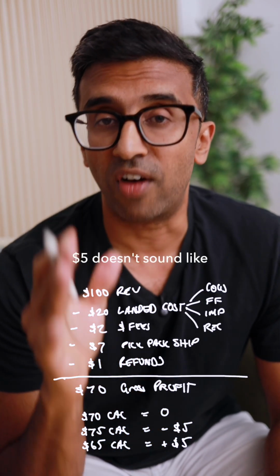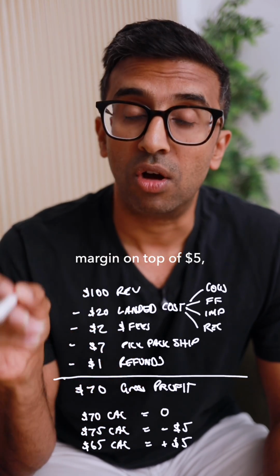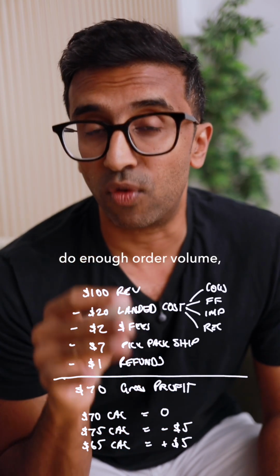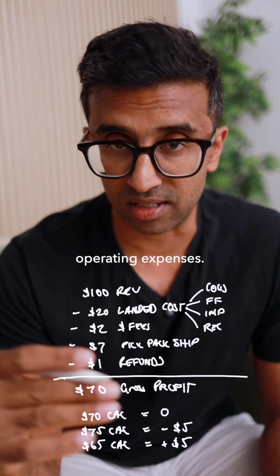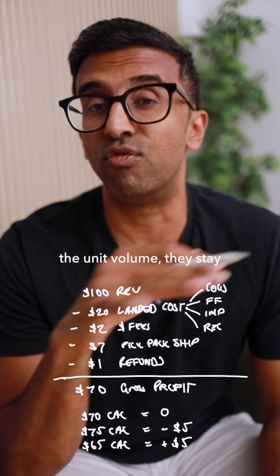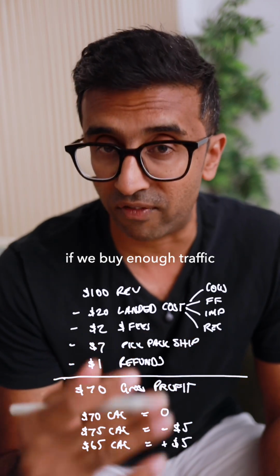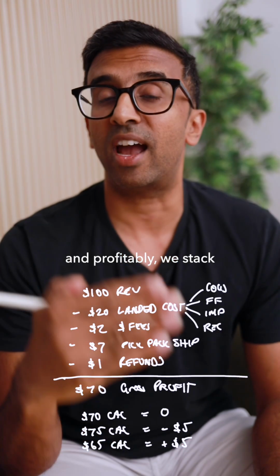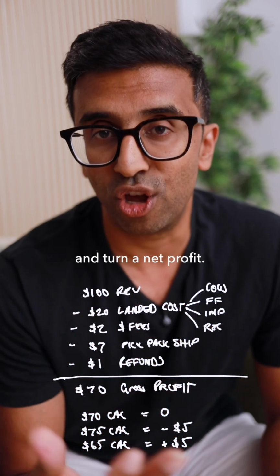Now, I know what you're thinking, $5 doesn't sound like very much, but when we stack $5 of contribution margin on top of $5, on top of $5, on top of $5, eventually, once we do enough order volume, we're going to be able to scale past our fixed operating expenses. Remember, fixed operating expenses don't scale up and down with the order volume or the unit volume. They stay relatively fixed. So if we do enough order volume, if we buy enough traffic and we produce contribution margin predictably and profitably, we stack enough contribution margin to scale past fixed operating expenses and turn a net profit.